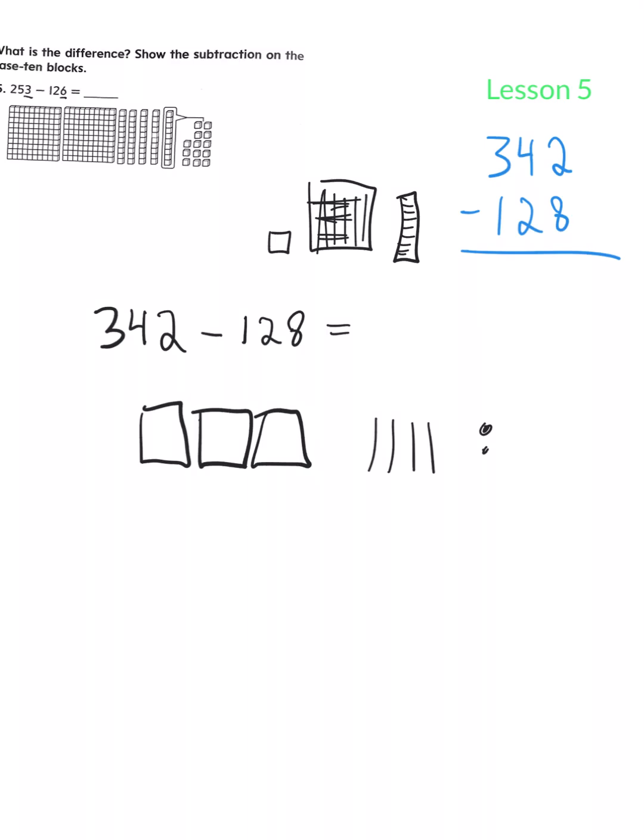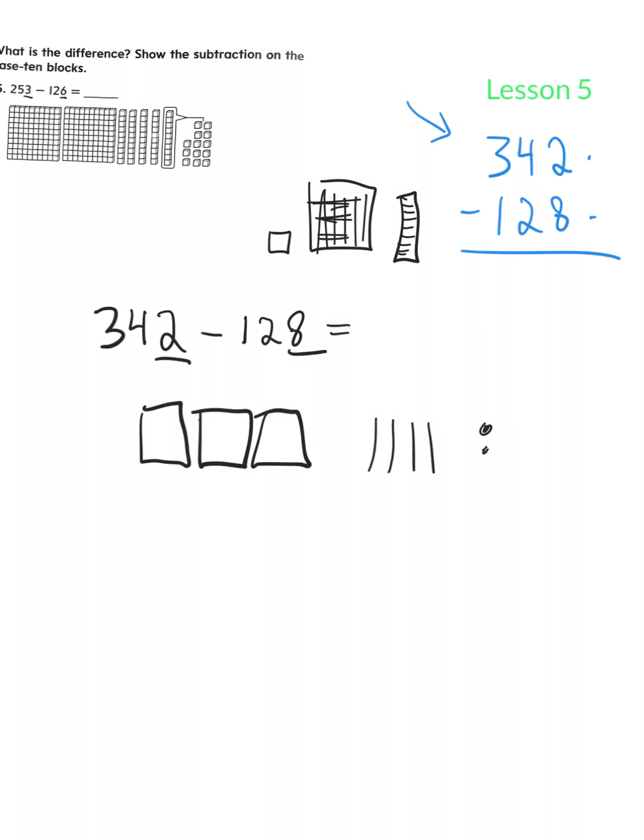So here it is important that we start with the ones because we're going to see that we need to regroup. So I want to take away 8 ones from 2 ones. Oh, I can't do that because I only have 2 ones over here. And this is exactly the same thing that is happening up here in our standard algorithm. I can't take away 8 ones from 2 ones, so I have to move to the next column, or the tens column, and regroup a 10.